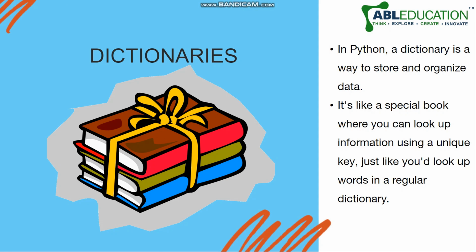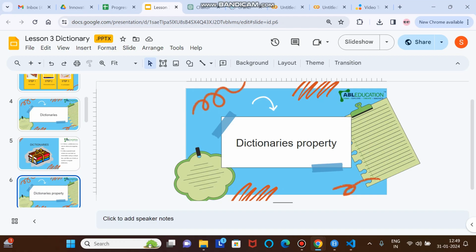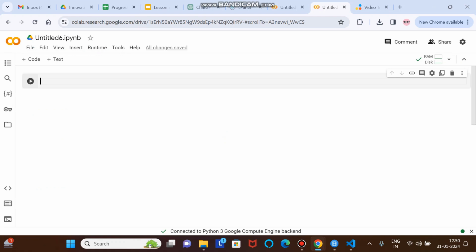Now, as I told you, it's a way to organize or store data, right? So let's understand the different properties of dictionary. Before we go to the different properties, let me take you to the software which is Google Colab. Let's understand first how you can create a dictionary. Whenever you have to create a dictionary, first you need to give the name of the dictionary. Suppose here I'm taking, let's suppose, book.